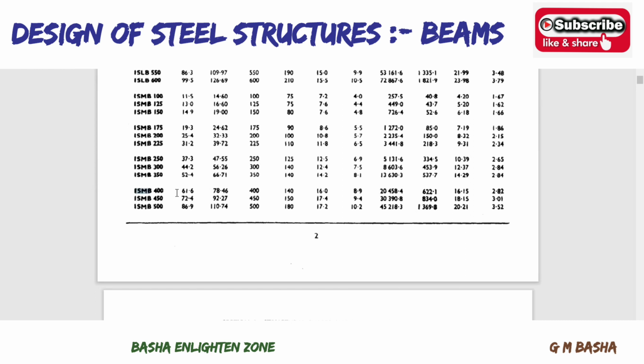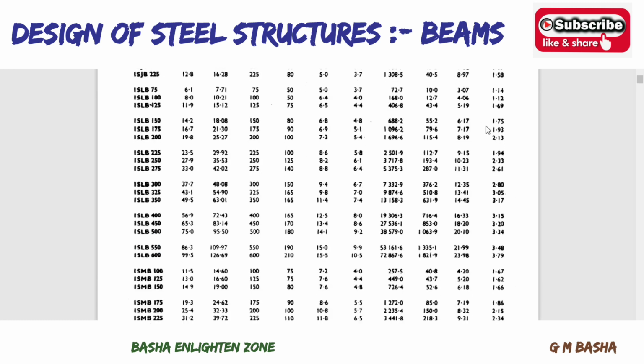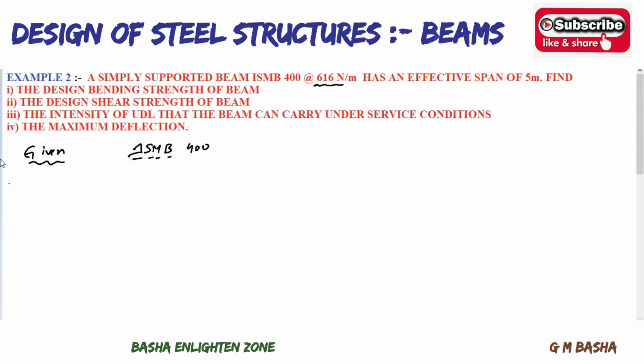So this is the ISMB 400 which is 61.6. Actually it will be given in the question also, ISMB 400 at 660 Newton per meter. So you can check all the properties, whatever properties you want. There will be H, B, TF, TW, IXX, IYY, RXX and RYY. All the values will be there in the steel tables. You write down all the values, whatever values you want here, and later you can substitute in the formulas.